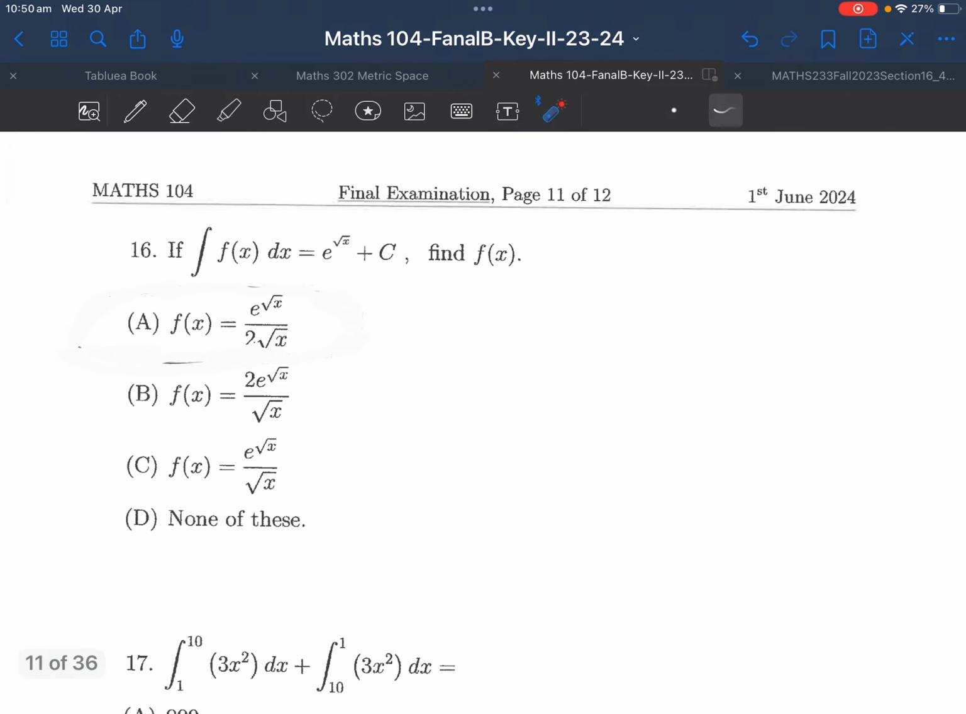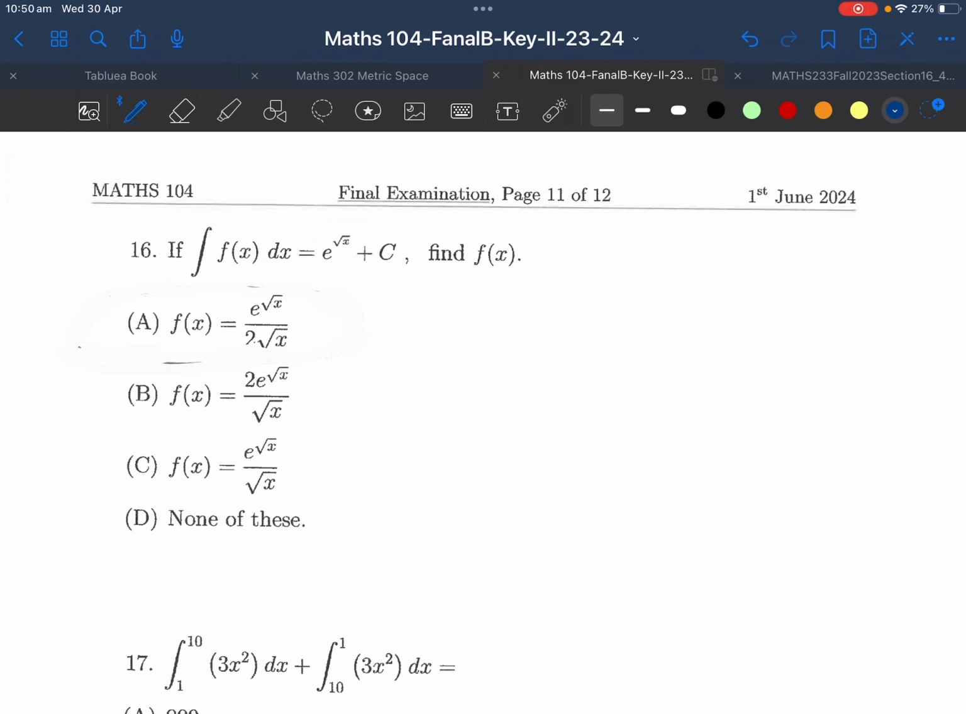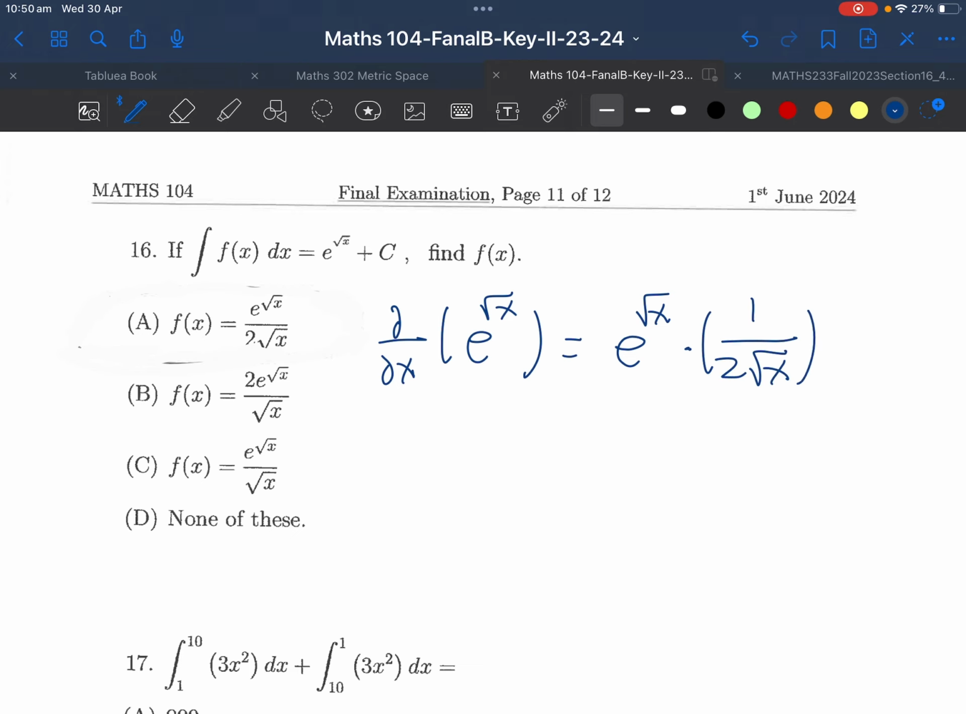Now, look at this question. This is a very nice question because I have the integral is e to the square root of x. So if you do the integration, you will get this one. How to get f back? So we have to do the opposite. So we need to find the derivative of e to the square root of x, d by dx, which is, again, the same times the derivative of the inside, which is 1 over 2 square root of x. And which one of these is the answer? I think it is just part A.